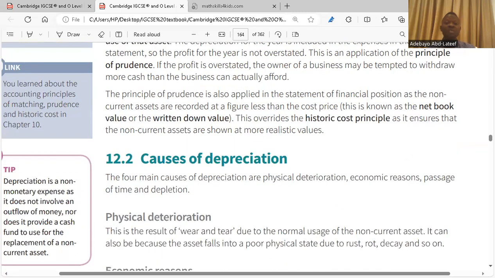So the principle of prudence is also applied in the statement of financial position, as the non-current assets are recorded at a figure less than the cost price. This is known as the net book value or the written down value. So when you are preparing your financial statement, you deduct from the historic cost, and you have to understand the net book value. You have to take it away. So you record it with that.